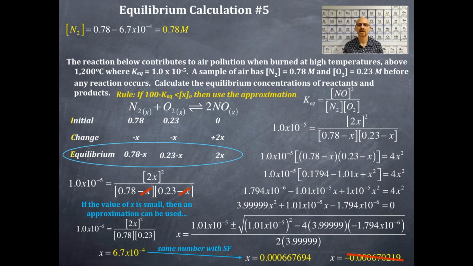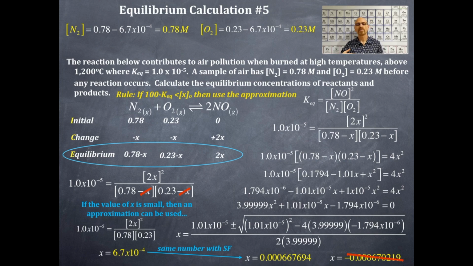Let's solve for the oxygen concentration. Here it is right here: 0.23 minus 6.7 times 10 to the negative 4. That's equal to 0.23, again the same value because I'm using two significant figures. This is also reaffirming that x is so small, 6.7 times 10 to the negative 4, that when I subtract it from the initial concentration, I get the initial concentration back again. Fantastic. Of course, this won't happen with the nitrogen monoxide concentration because there is no initial concentration. It's just 2x.